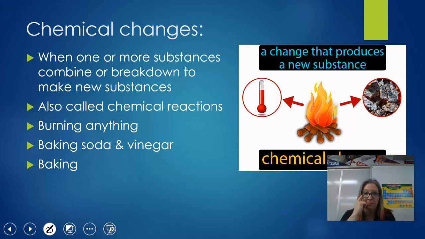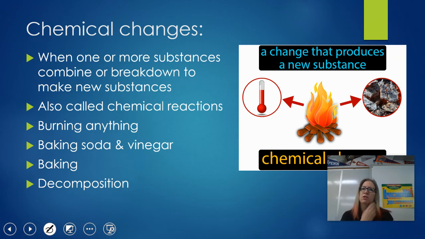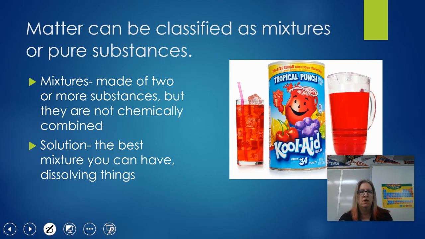Baking, cooking eggs, heating things oftentimes changes its chemical composition. It changes the protein structure, and so baking is considered a chemical change as well. And so is decomposition. Digesting food is a chemical change, and the decomposition of organic material breaking down is a chemical change, okay?